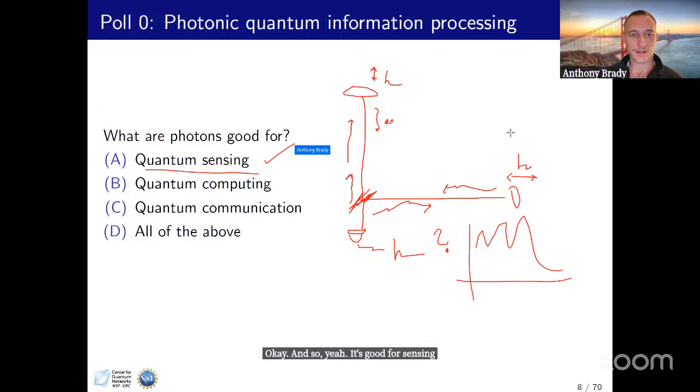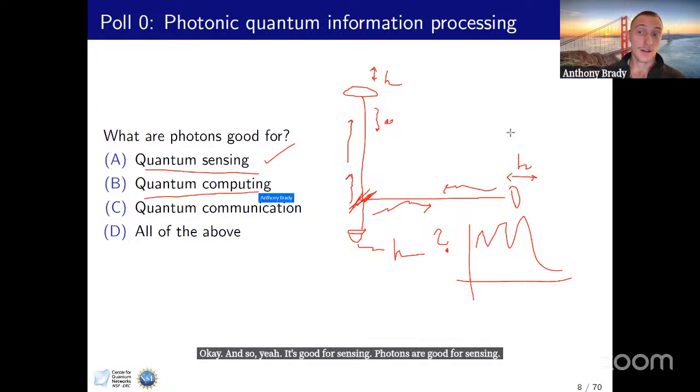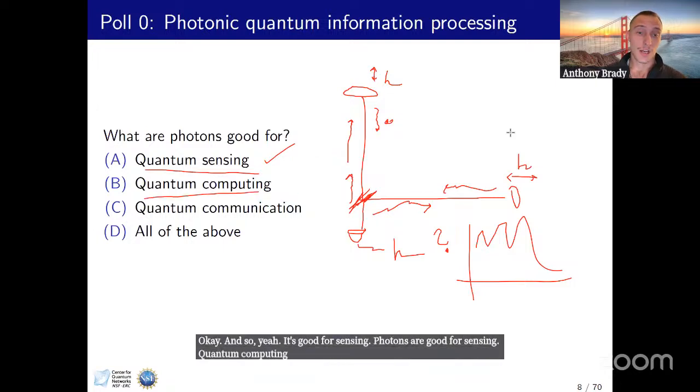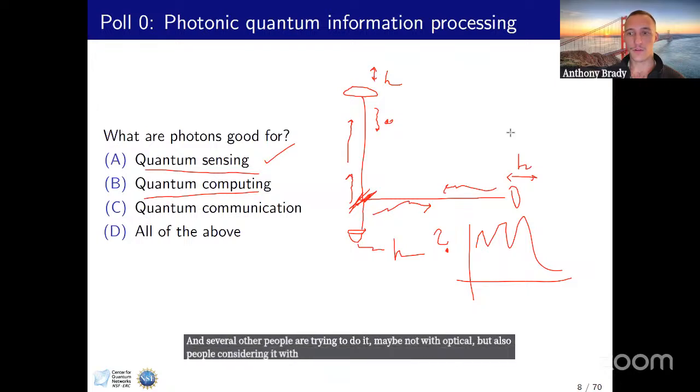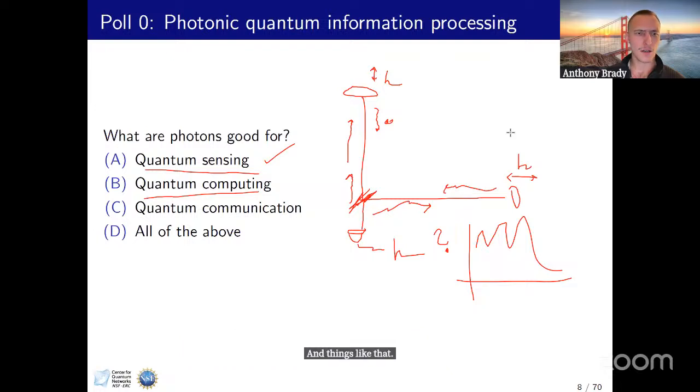Okay, so photons are good for sensing. Quantum computing, well, we don't really know what's good for quantum computing, but people are trying to build photonic quantum computers. PsiQuantum is a company that's trying to do that on chip, and several other people are trying to do it. Maybe not with optical, but also people are considering it with microwave photons and things like that. So photonic quantum computing is still in the game.